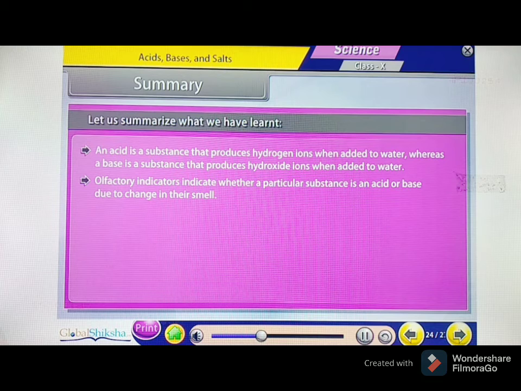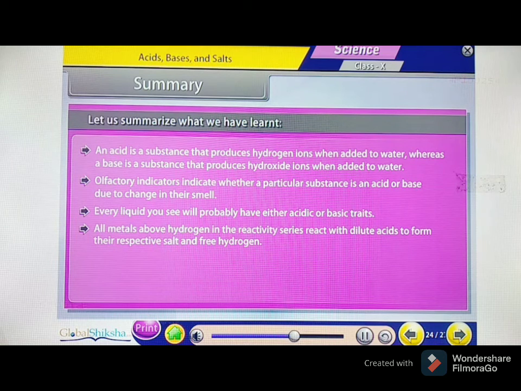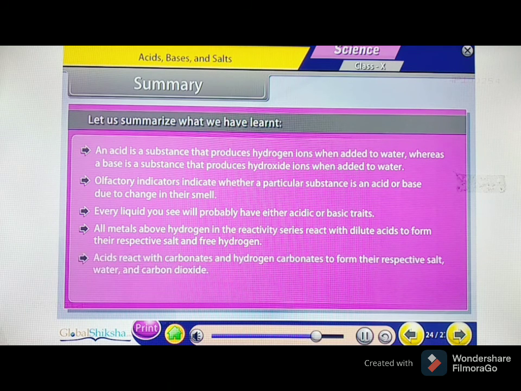Olfactory indicators indicate whether a particular substance is an acid or base due to change in their smell. Every liquid you see will probably have either acidic or basic traits. All metals above hydrogen in the reactivity series react with dilute acids to form their respective salt and free hydrogen. Acids react with carbonates and hydrogen carbonates to form their respective salt, water, and carbon dioxide.